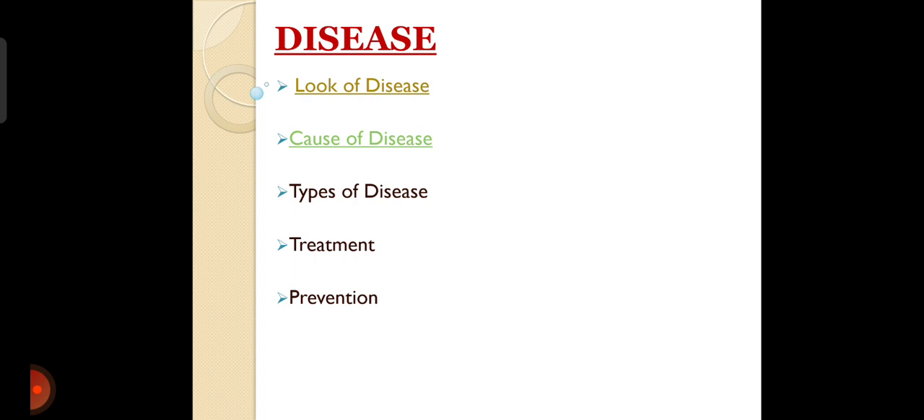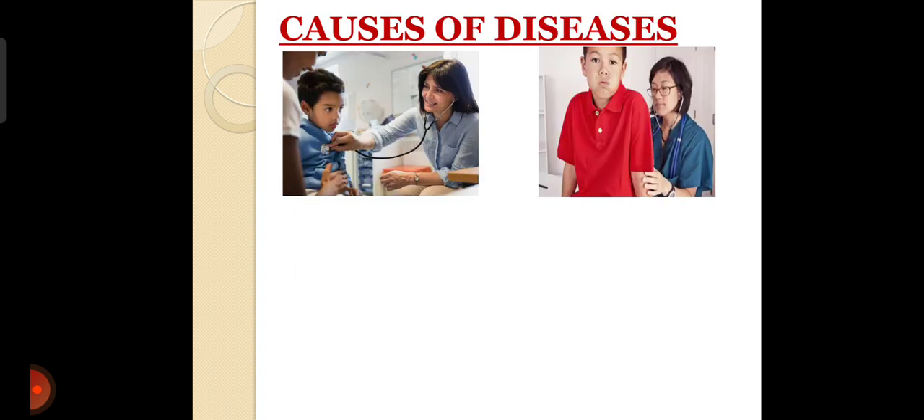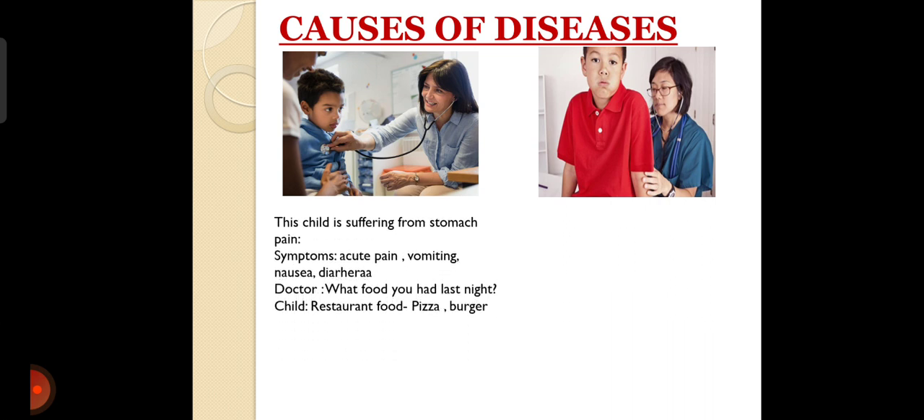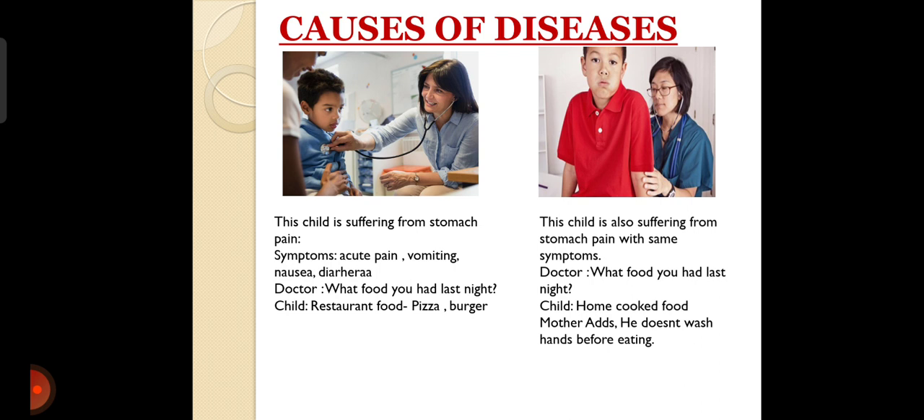Now we will look at the causes of diseases. What can be the cause of a disease? So this child is suffering from a stomachache. Symptoms are acute pain, vomiting, nausea and diarrhea. So the basic question the doctor will ask is what food he had last night. The child will reply that they went to a restaurant for a party and they had pizza and burger.